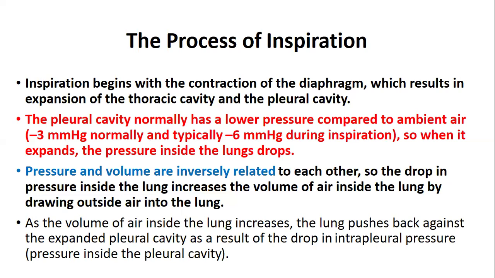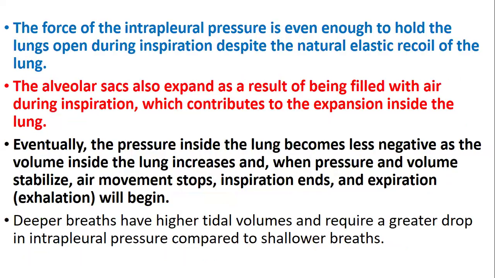It goes to as much as negative 3 millimeters of mercury normally, and typically goes to negative 6 millimeters of mercury during inspiration. So during inspiration, it becomes more negative so that it holds further to the chest wall as the chest wall is trying to open it up. When it expands, the pressure inside the lungs will drop. Pressure and volume are inversely related: when the pressure increases, volume decreases, and vice versa.